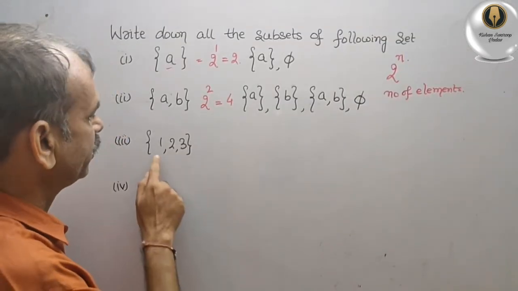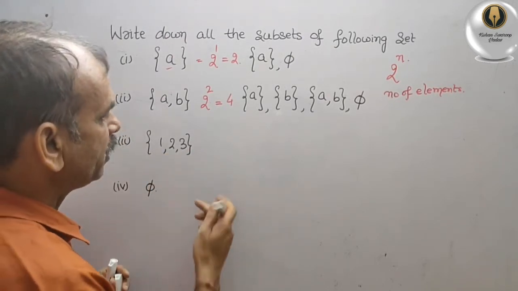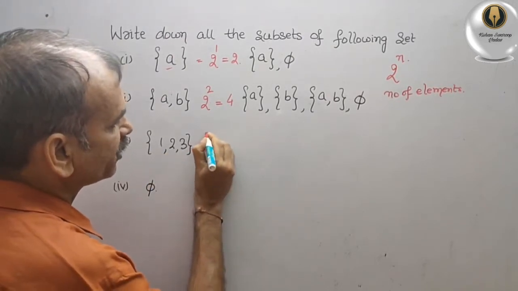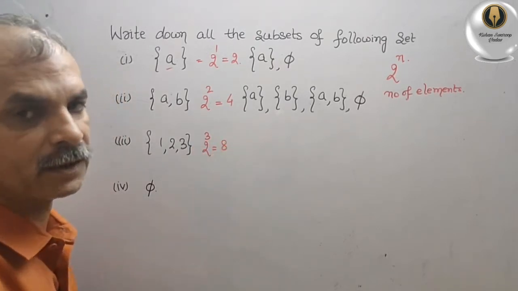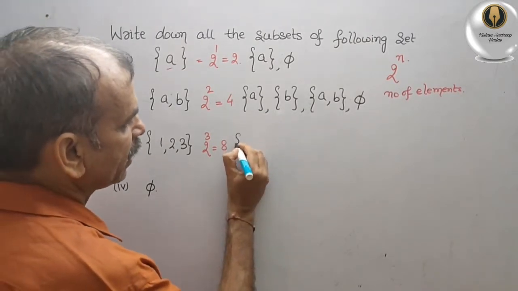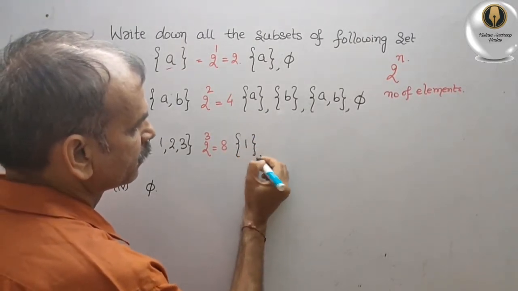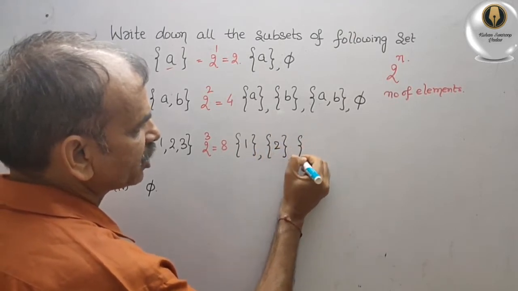Next, here they have given 1, 2 and 3. That means 2 to the power of 3, that is equal to 8. Here it should be 8 subsets. What are they? They are 1, next is 2, next is 3.